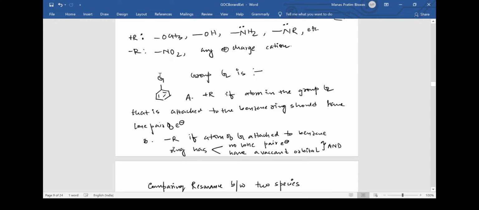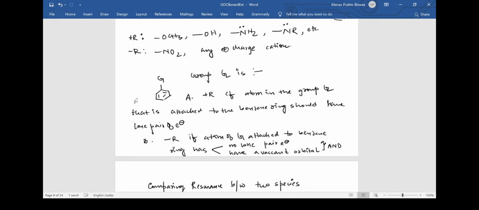If there is a group G attached to the benzene ring, the atom in the group G that is attached to the benzene ring should have a lone pair of electrons. That means if G has a lone pair of electrons and it is attached to the benzene ring, then G will always act as a plus R group. Like we saw the example of OCH3, OH, NH2, NR. These are all groups having a lone pair of electrons over the atom that is attached to the benzene ring.